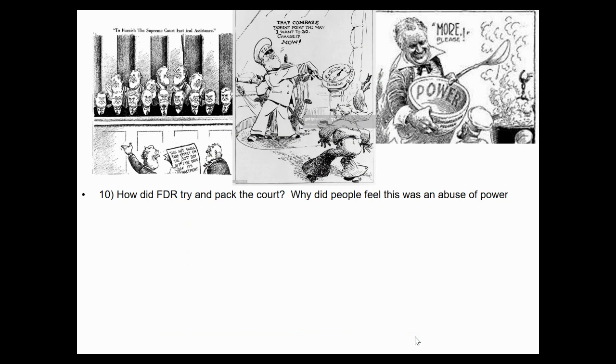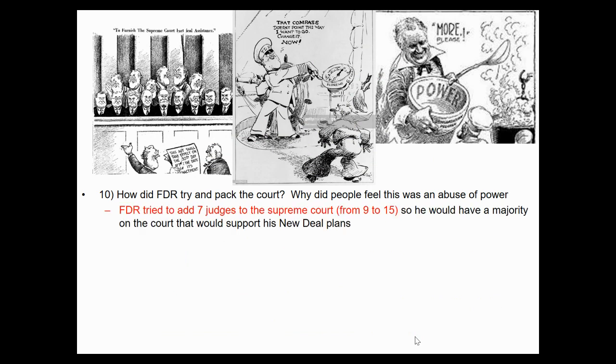Now, FDR's biggest mistake was his court packing scheme. What he tried to do here is add 7 judges to the Supreme Court. Okay. So he's changing the Supreme Court from 9 justices to 15 justices, right? And the idea is if he could get there were 2 Democrats and 7 Republicans on the Supreme Court.